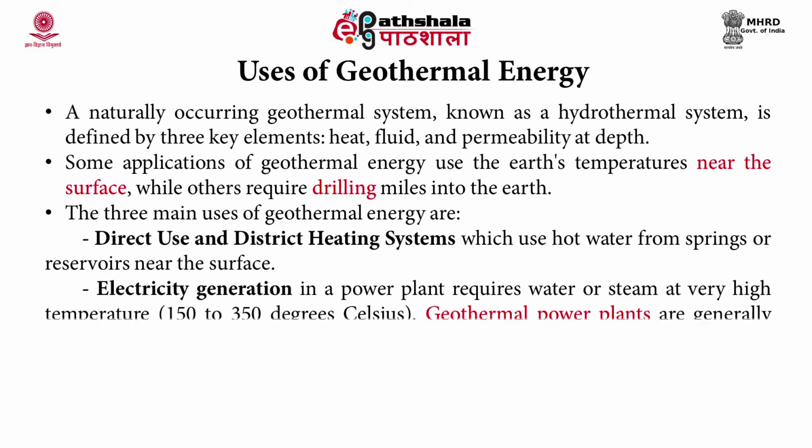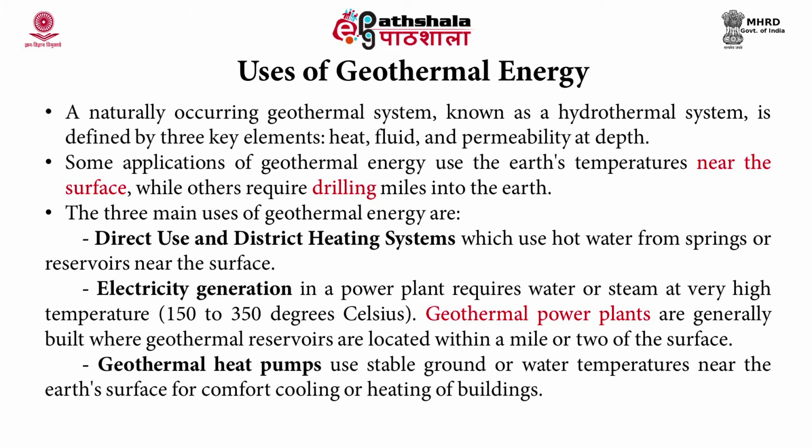The three main uses of geothermal energy are direct use, that is for heating systems, which use the hot water from springs or reservoirs near the surface. Electricity generation in a power plant requires water or steam at very high temperature. Geothermal power plants are generally built where geothermal reservoirs are located within a mile or two of the surface. The third use is geothermal heat pumps, which use stable ground or water temperatures near the Earth's surface for cooling or heating of buildings.